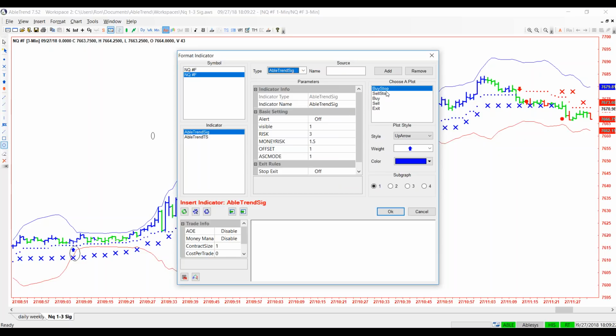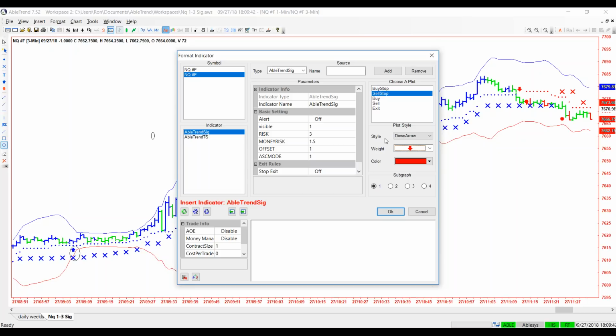So the up arrow, for a buy stop, just click up arrow right here. Okay, and I just made it a little bit bigger weight, so it's a little bigger arrow. For sell stop, you click down arrow, and you'll get the red arrow down. And again, I just made it a little thicker, a little bigger, so you could see it.